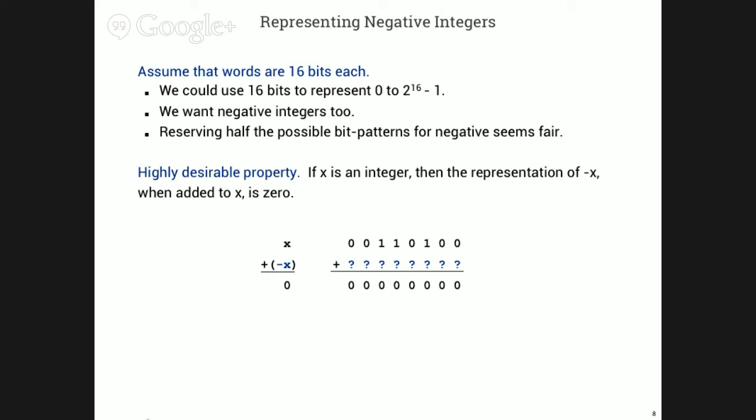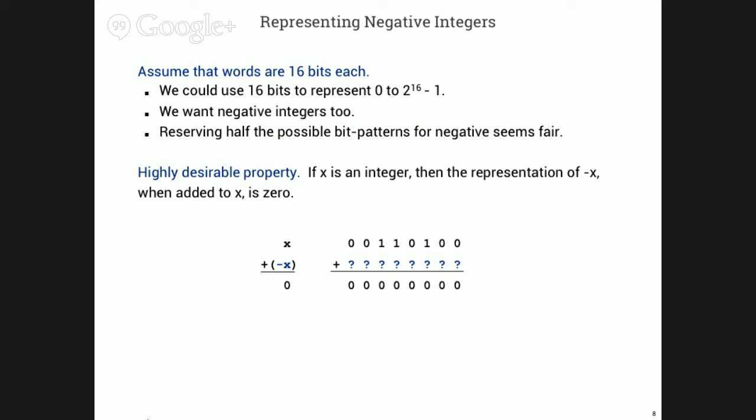But up at the top it says, assume all words are 16 bits. It works exactly the same way. The principle is the same, but minus 5 in 16 bits is not the same as minus 5 in 8 bits.